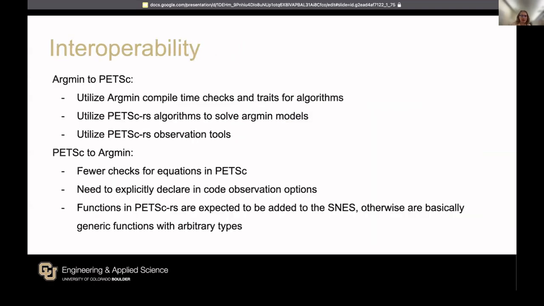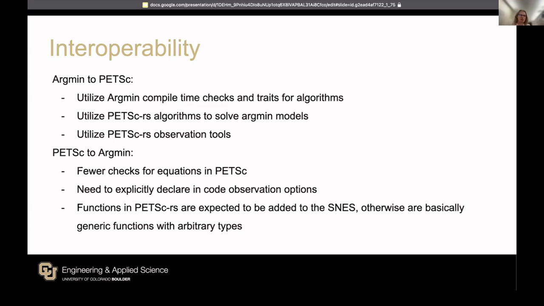And another big area we were tackling, especially with this cohesive zone problem, is interoperability between Argmin and PETSc. If I have my model built in Argmin, can I also use PETSc solvers to solve that model? Or if I have my model built in PETSc, can I also use Argmin solvers for that model? And so this came down to a lot of enforcing things on a PETSc model versus trying to gain information from an Argmin model.